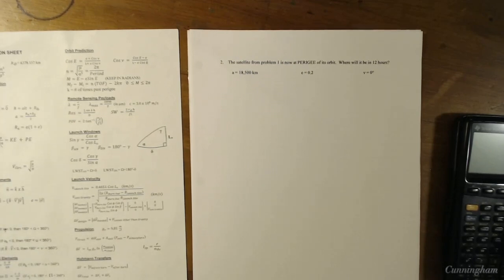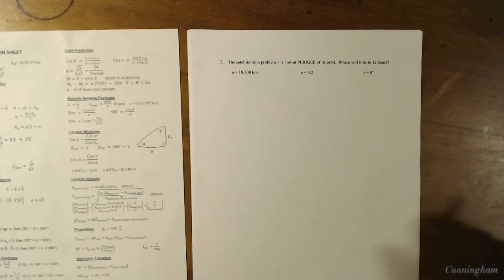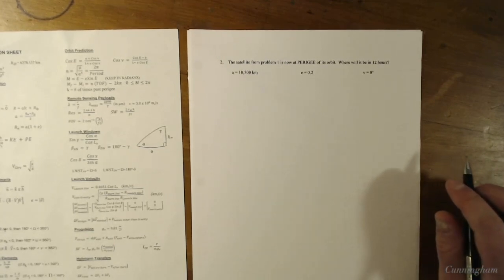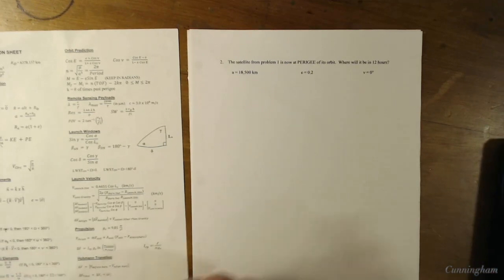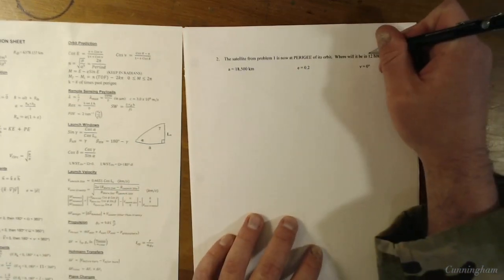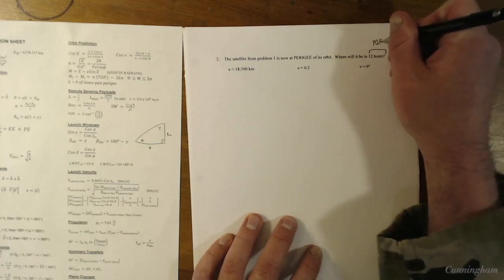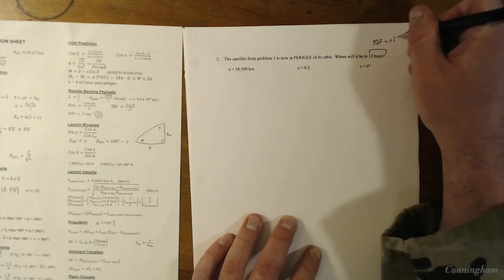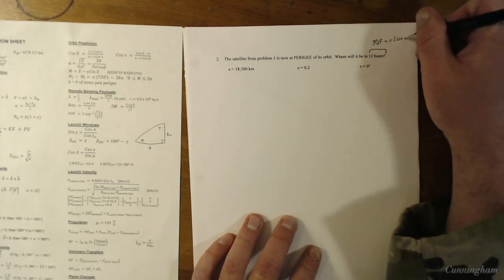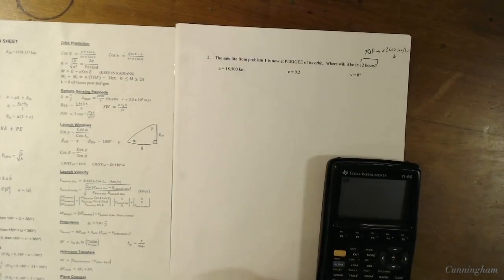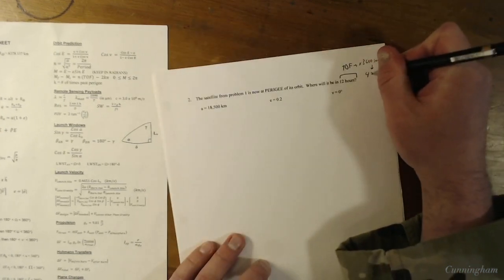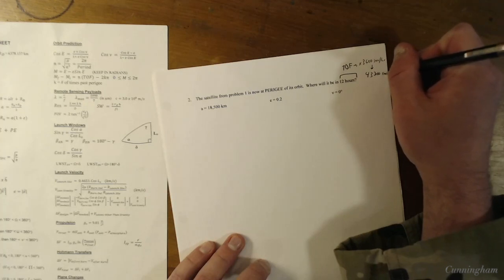All right, so the problem says this. It says the satellite from problem 1 is now at perigee of its orbit. Where will it be in 12 hours? Okay. First things first. What have we been given here? Given a time of flight. We're going to have to convert that to seconds. So let's multiply by 3,600 seconds per hour. That'll give us a time of flight of, we need it in seconds, right? That's how it'll be able to be calculated. 43,200 seconds. Okay, great.